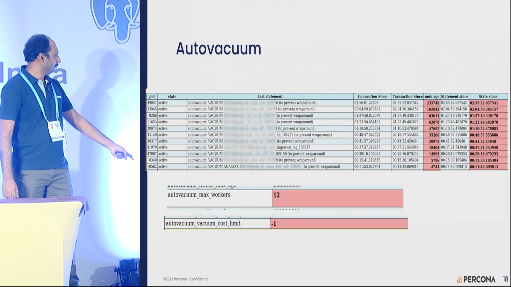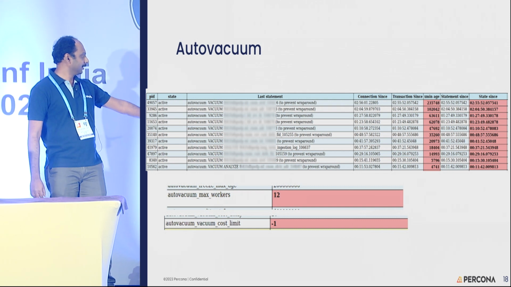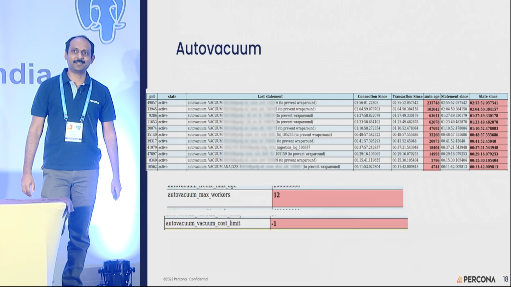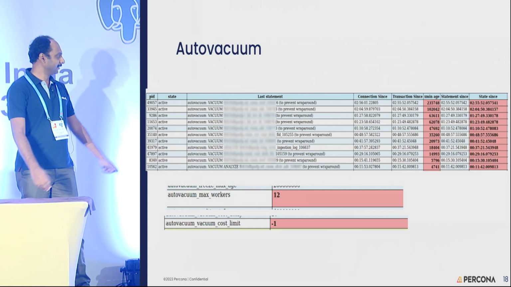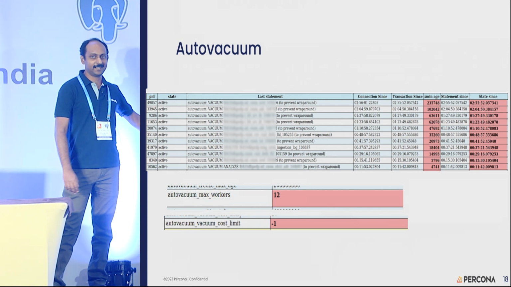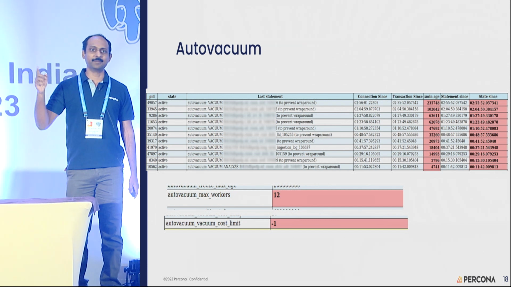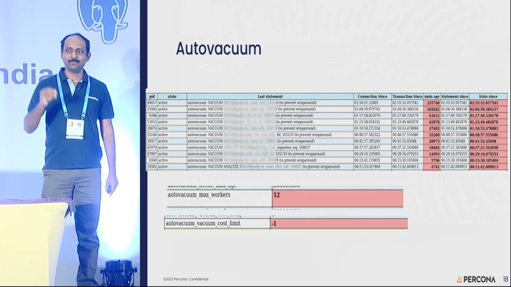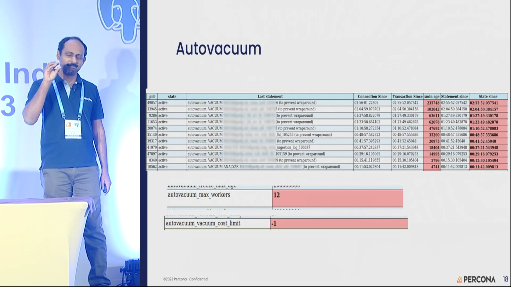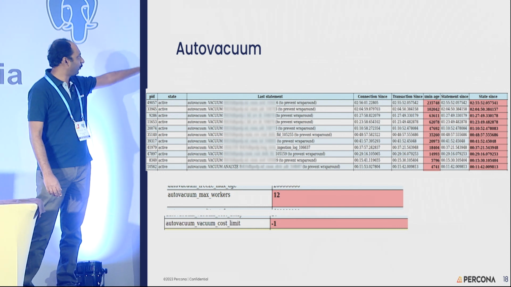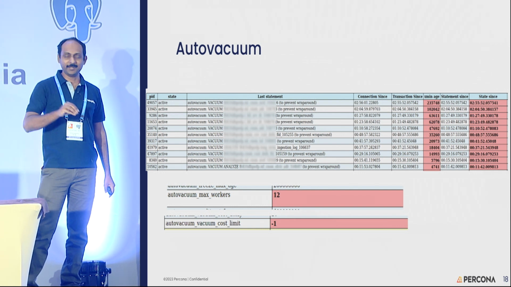And in many systems, we see that the autovacuum worker cost limit is disabled because that is the default. And if this is the case, Postgres will take the other parameter, vacuum_cost_limit, which is 200. So the cost available is so small. So all the autovacuum workers will be running very, very slow.